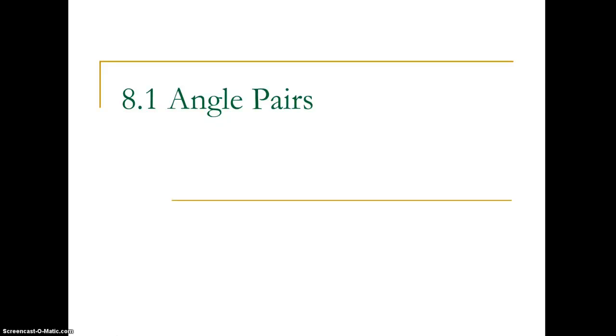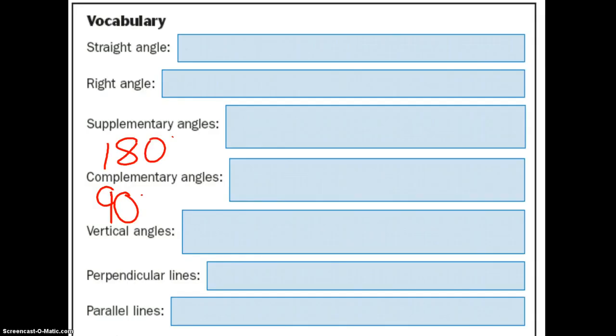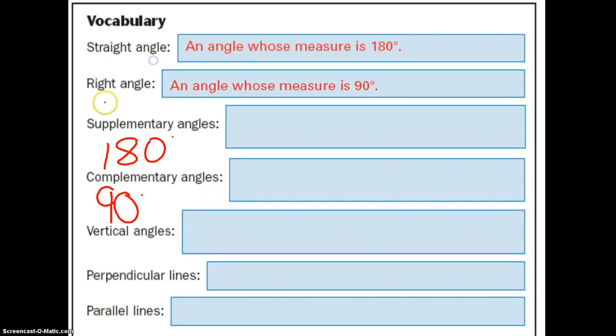Lesson 8.1, Angle Pairs. A straight angle is an angle whose measure is 180 degrees. It's a straight line, essentially. A right angle is an angle whose measure is 90 degrees. You can draw a picture if you want. A straight angle is just a straight line. A right angle is like an L.